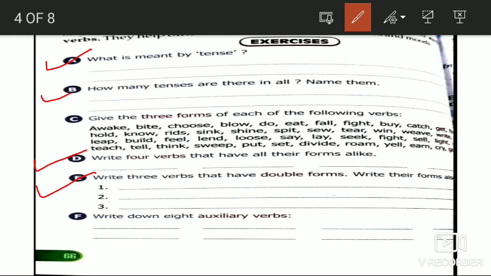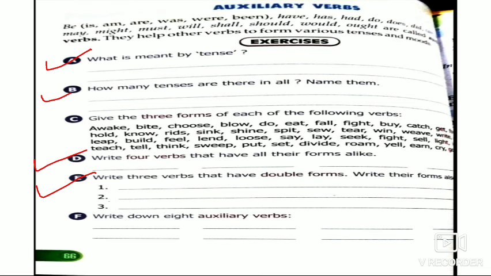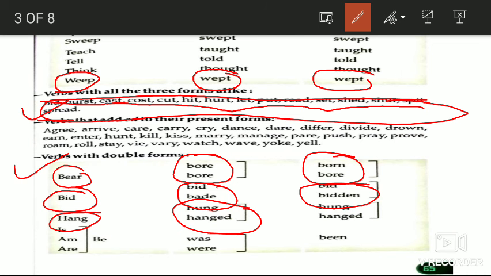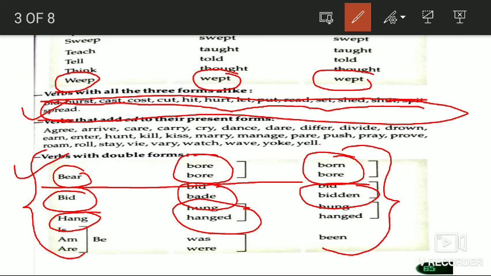Number E, write 3 verbs that have double forms. Write their forms also. What are the verbs that have double forms here? We have already explained verbs that have a double form. You already read them. You can write any 3, and you will write their forms as well. That means if you write bear, you have to write bore, born, die, all this. Exactly the way it's written, you have to write them.